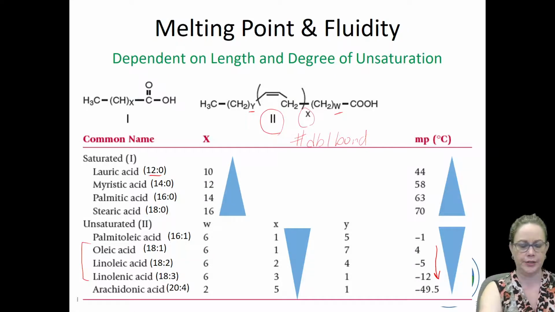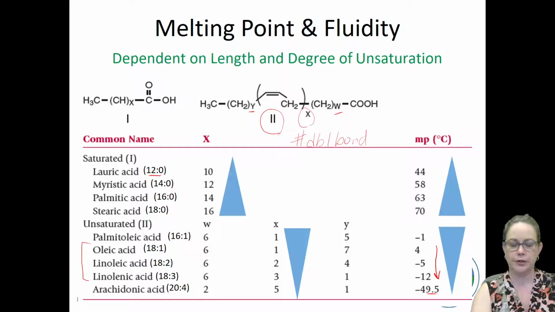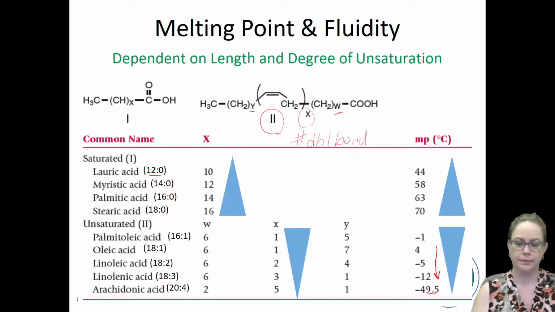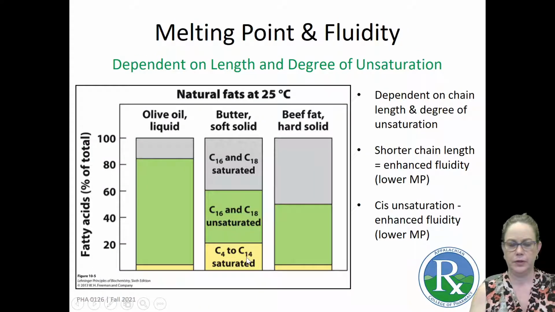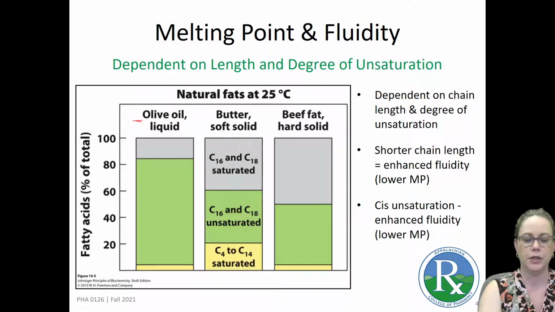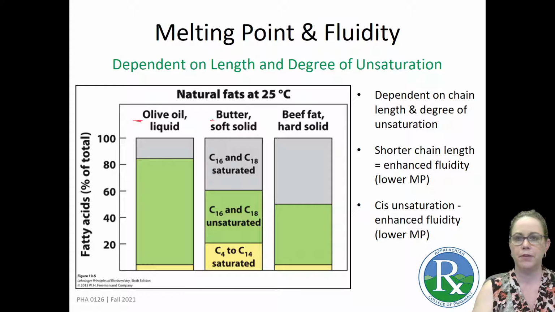And then our last structure, the arachidonic acid, we're also seeing a low melting point where it has 4 double bonds. We've also changed there the number of total carbons. So, trying to give you a visual for what this might look like, if we compare 3 known natural fats: your olive oil, which is a liquid at room temperature, butter, which is a soft solid at room temperature, and beef fat, which is a hard solid at room temperature.